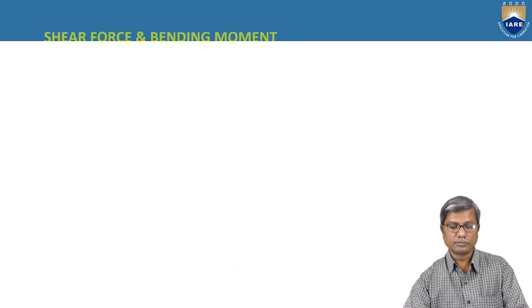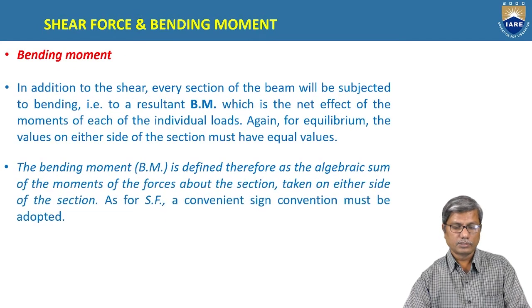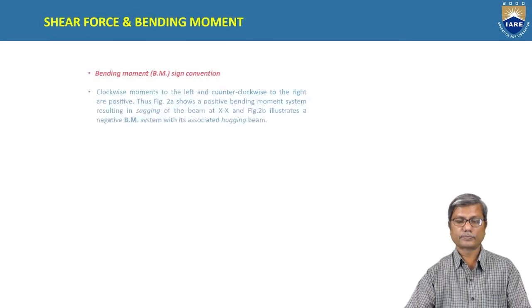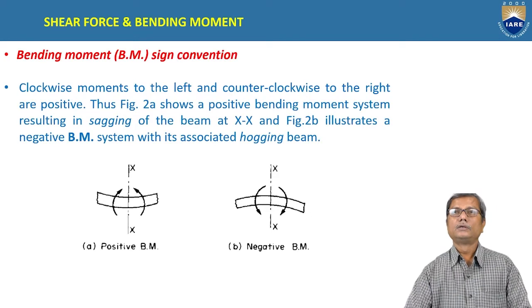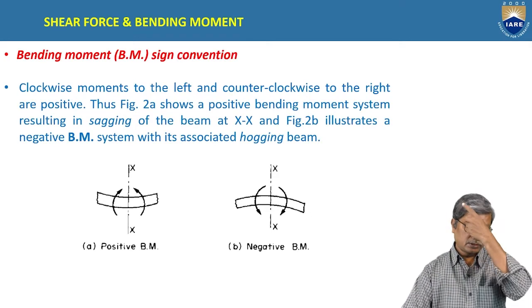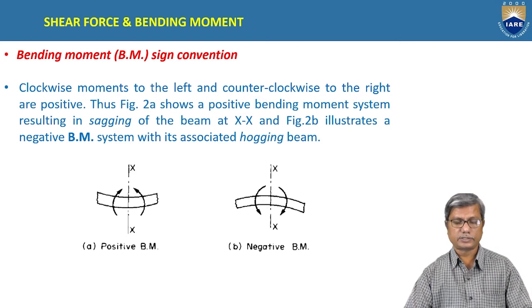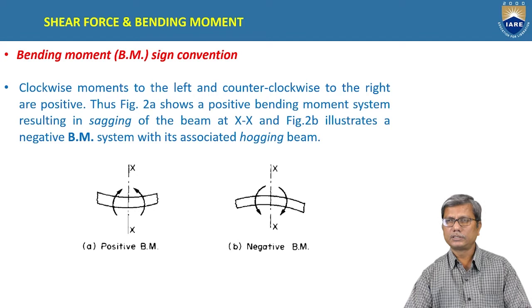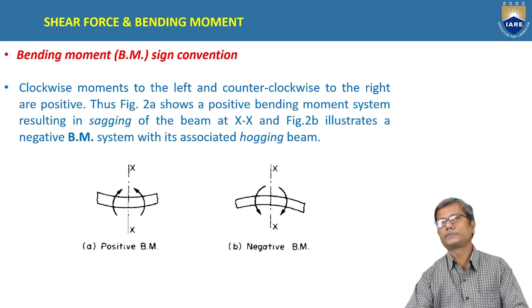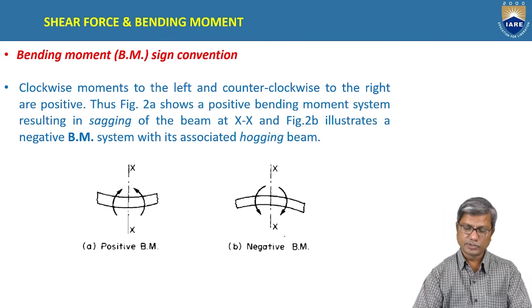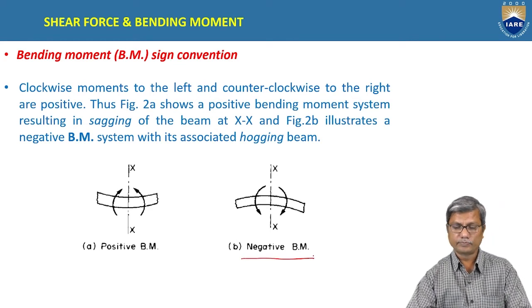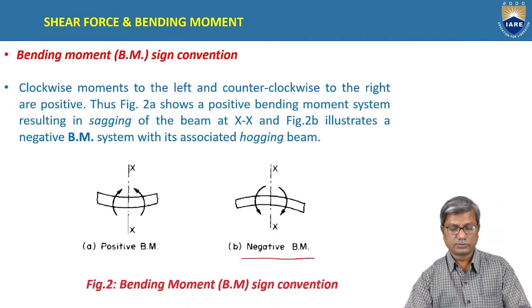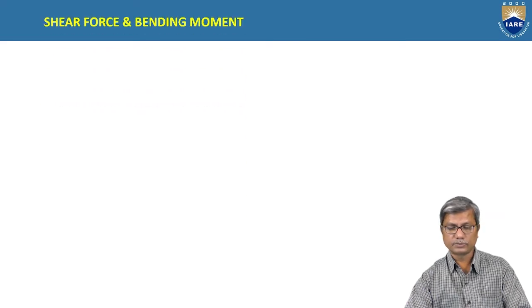Similarly for bending moment, the sign convention is: upward force which causes sagging bending moment is taken positive, and the moment caused by downward forces causing hogging moment is taken negative. This was discussed in previous sessions also.